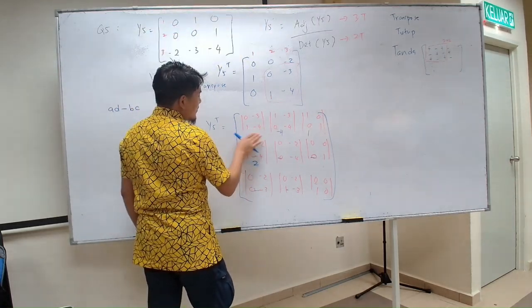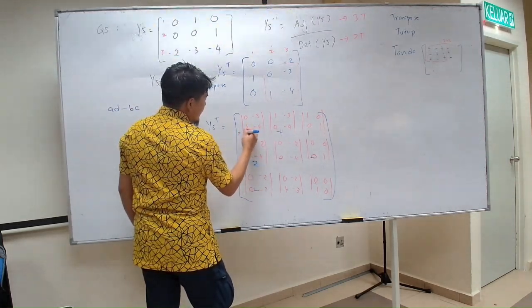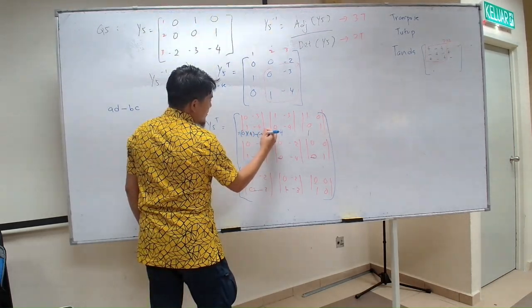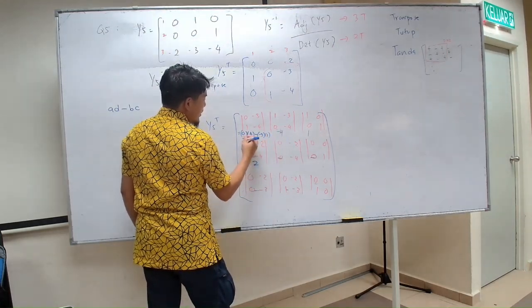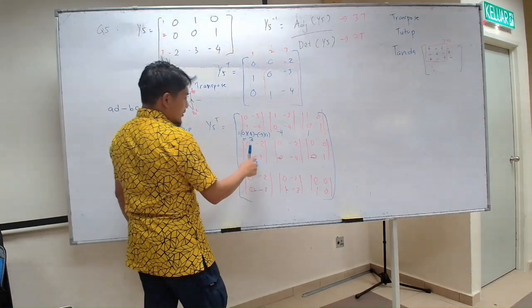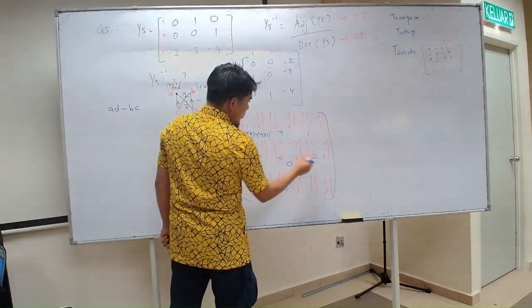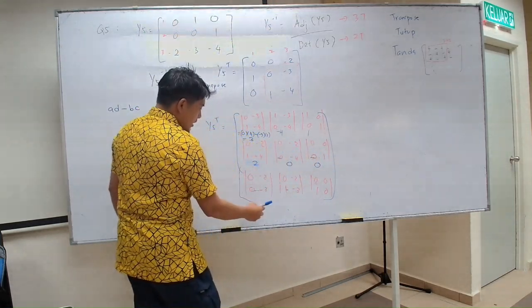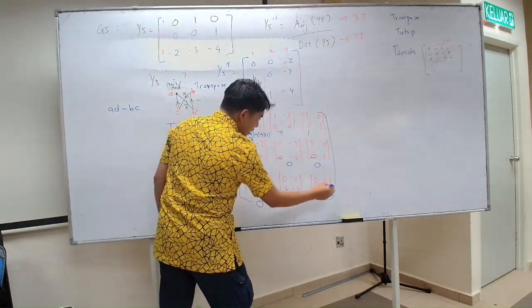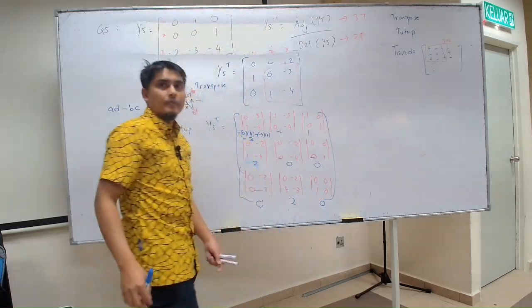So in this case, it can be 0 multiplied with 4 minus negative 3 multiplied with 1. So you get 3, something like that. Okay. So just follow this one. It becomes 0. It becomes 0. And then it becomes 0. It becomes 2. Here it becomes 0.